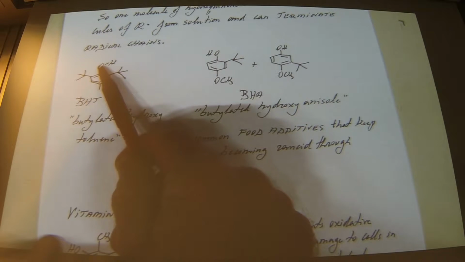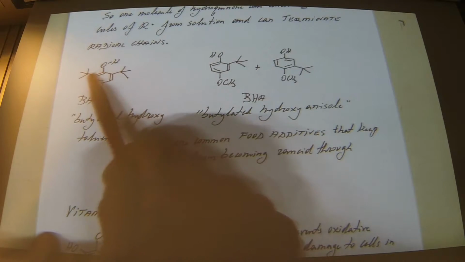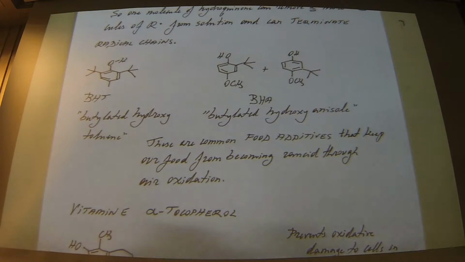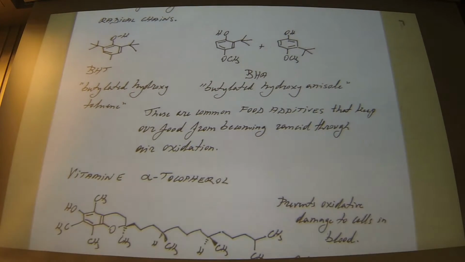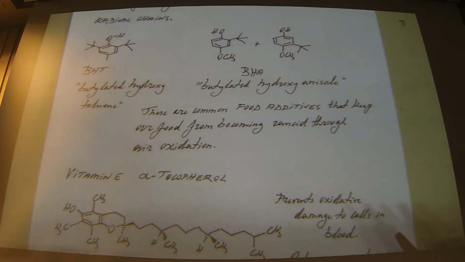Now, this oxygen radical is not going to do much because A, it's resonance stabilized, B, those 2 t-butyl groups prevent it from approaching anything. And so what you end up being able to do is shut down radical chain mechanisms that will degrade the quality of your food. So these are common food additives, and they prevent our food from becoming rancid through air oxidation. Exactly what they do to us, I'm not sure, but they seem to have low toxicity, or we'd all have problems because they're everywhere.